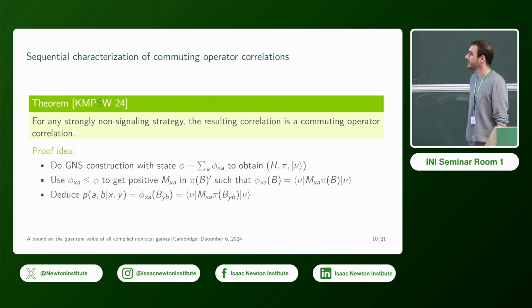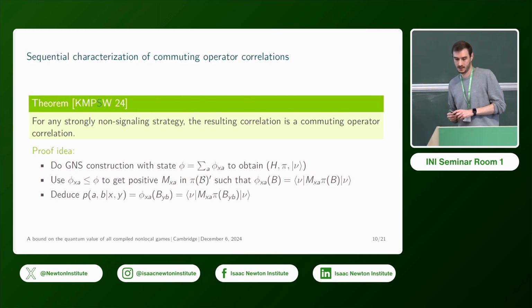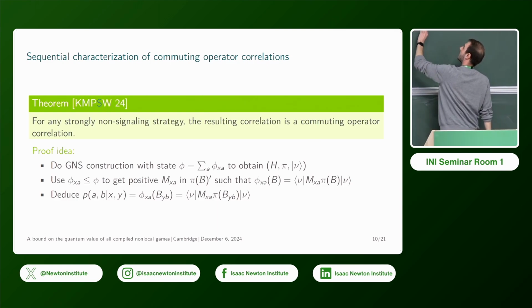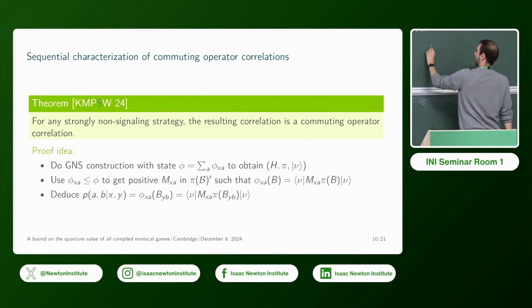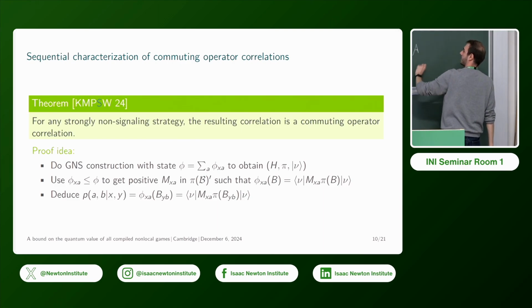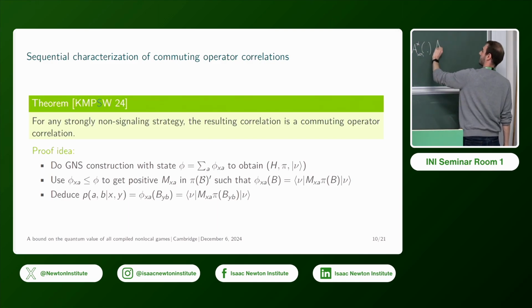So how do we see this? Remember we had this condition. We have those positive linear functionals that sum up to one state, and let's say in this specific way, so if I put a dot here, then I've defined it like this.